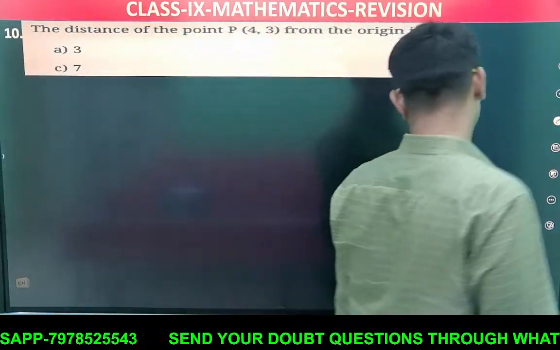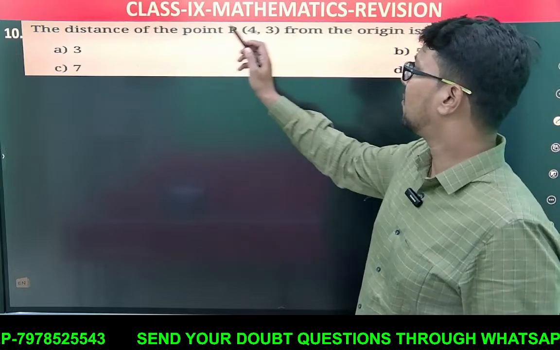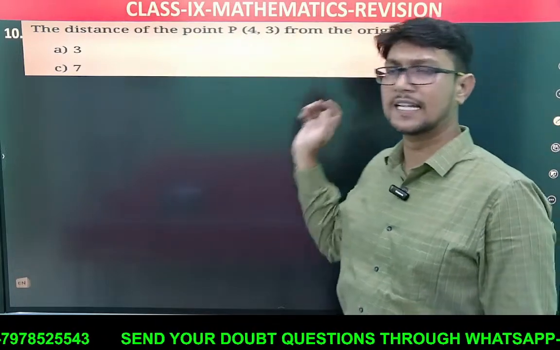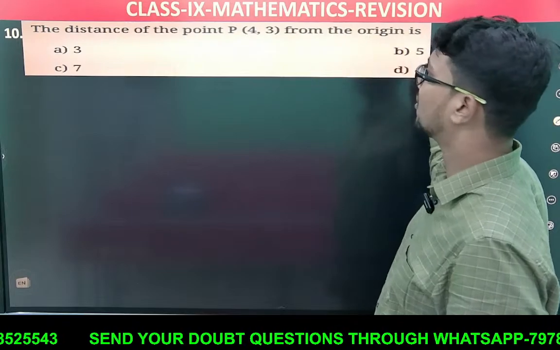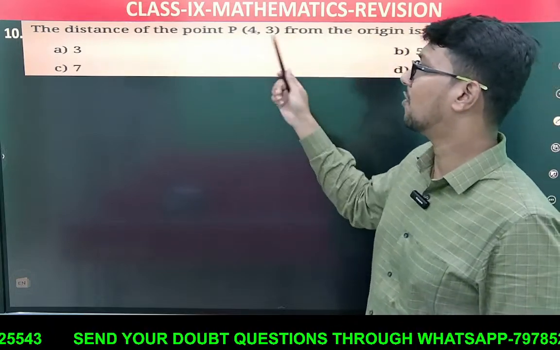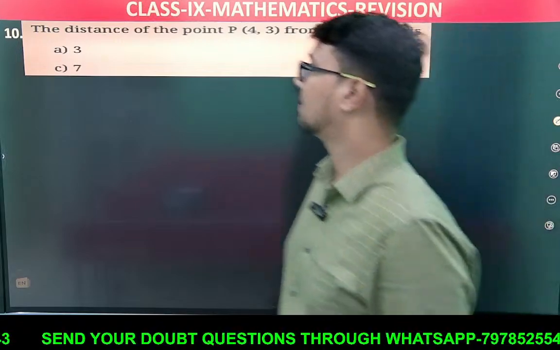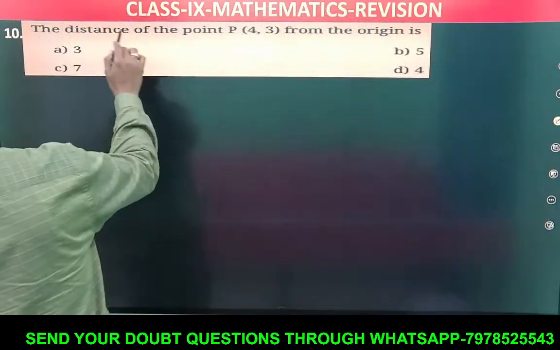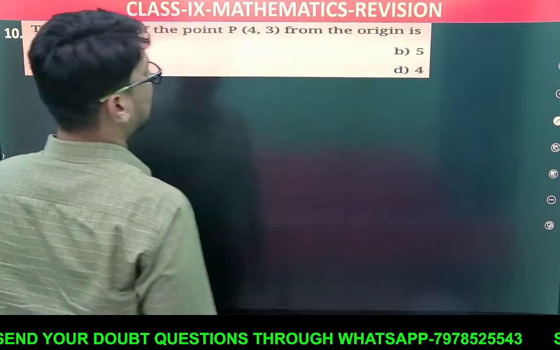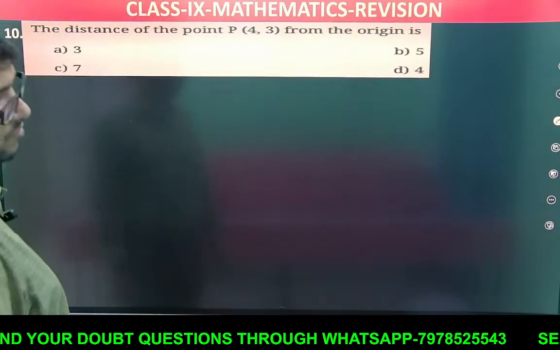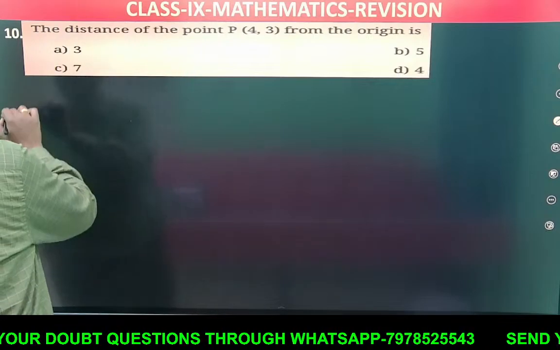The next question is saying in this way. The distance of the point P(4,3) from the origin, means from the origin it is how far. Here the distance of the point P(4,3) from the origin is how much? Very good question. Okay, now see.